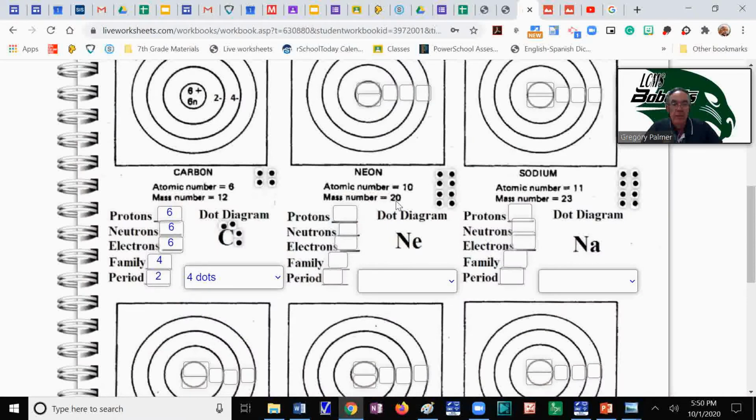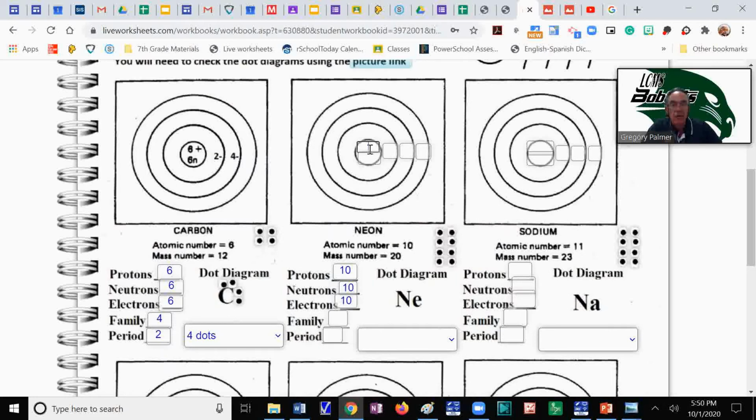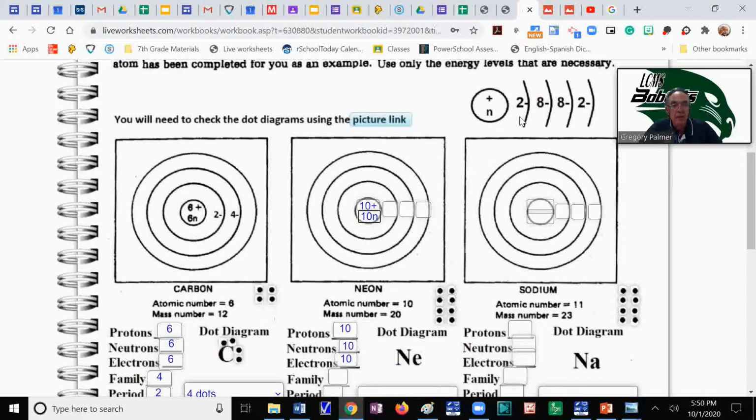Now our neon tells us it has an atomic number of 10 and a mass of 20. Atomic number tells us it has 10 protons. To find the number of neutrons, we take 20 minus 10, which is 10, and then the number of electrons is always equal to the number of positive protons. So negatives and positives always balance out. Now we're ready to make the nucleus of this atom. We can put the 10 positive protons in there, and we can put the 10 neutrons in there.